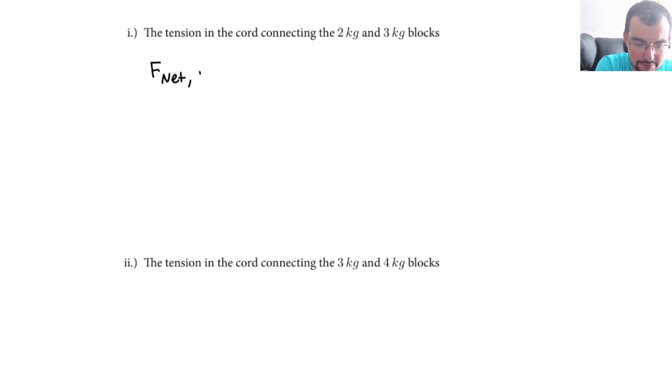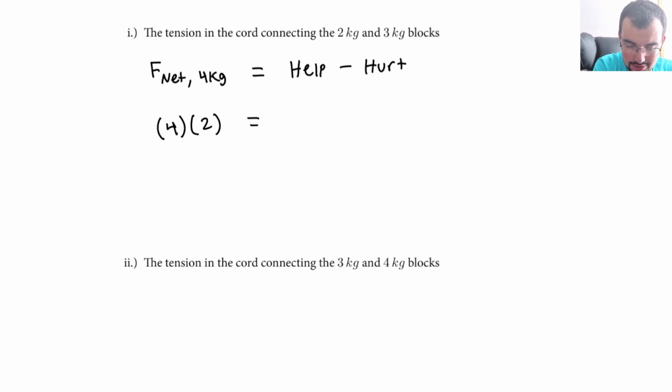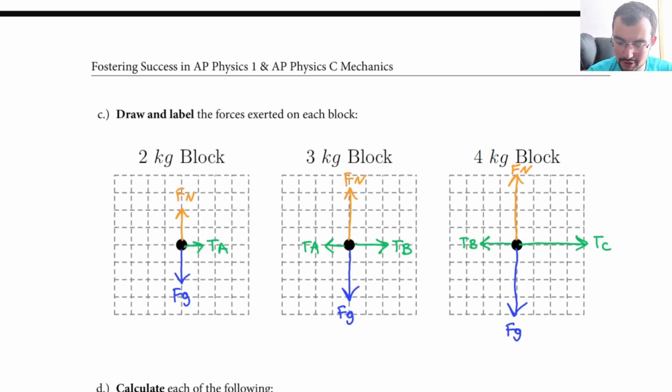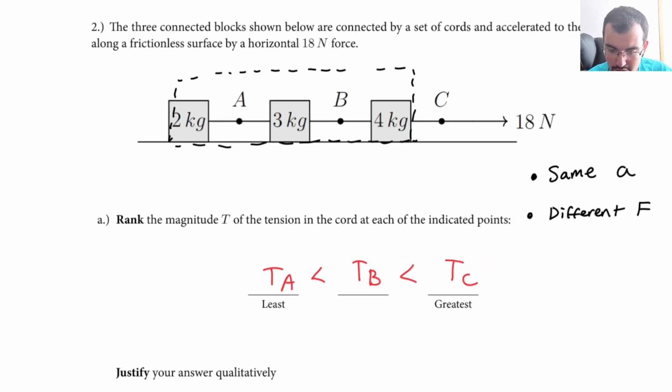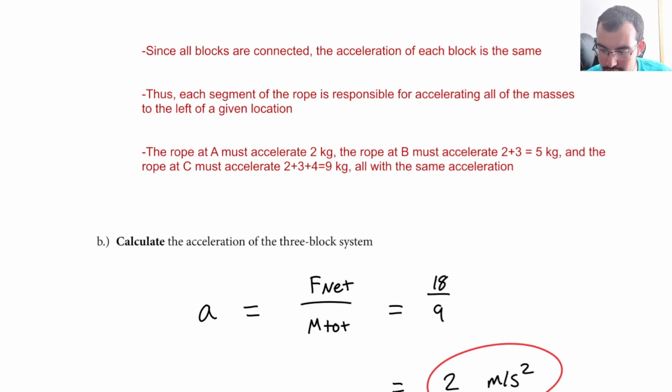F net on the 4 kilogram is going to equal the helping forces minus the hurting forces. And we also know that we can write net force as mass times acceleration, which was 2 meters per second per second. So what is helping the 4 kilogram accelerate? The C tension. What is hurting the 4 kilogram accelerate? It would be the B tension that we want. And this looks like a problem because we have two unknowns, but technically we don't, because we know that the tension at C, since this is a singular connected string, would be 18 newtons.